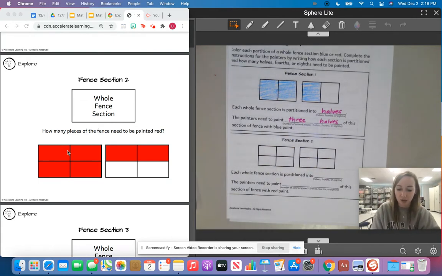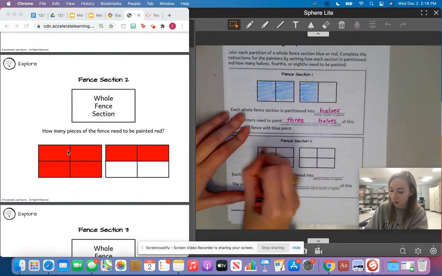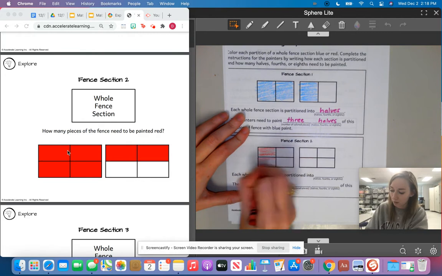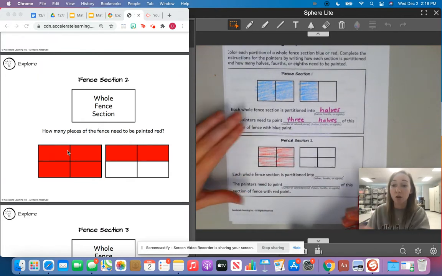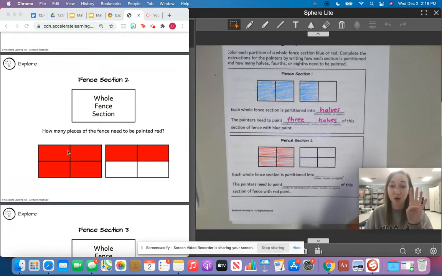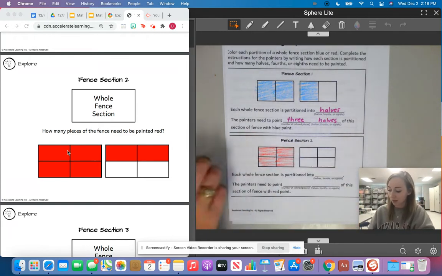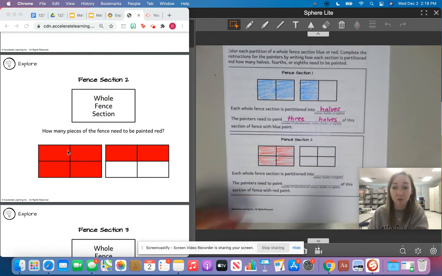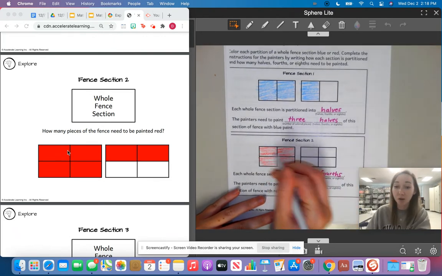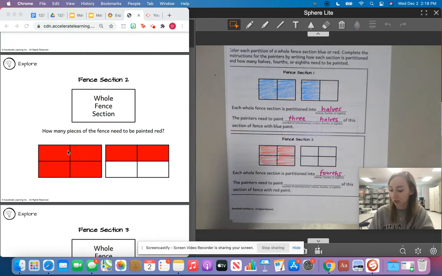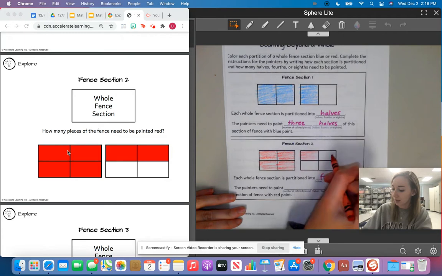Let me go ahead and color it in. So I've got 1 right here, 2, 3, 4. So each section is broken into 4 equal parts, right? Which means that it's partitioned into halves, fourths, or eighths. What do y'all think? It's partitioned into fourths. And we have one whole fence section that's painted red, and then we also have 2/4 over here.